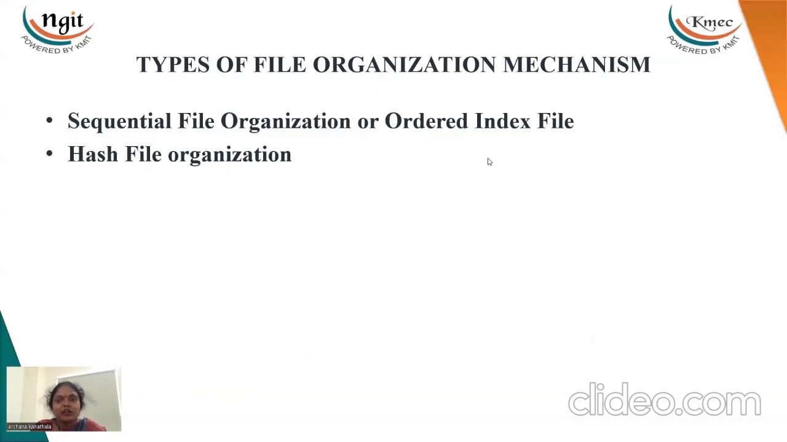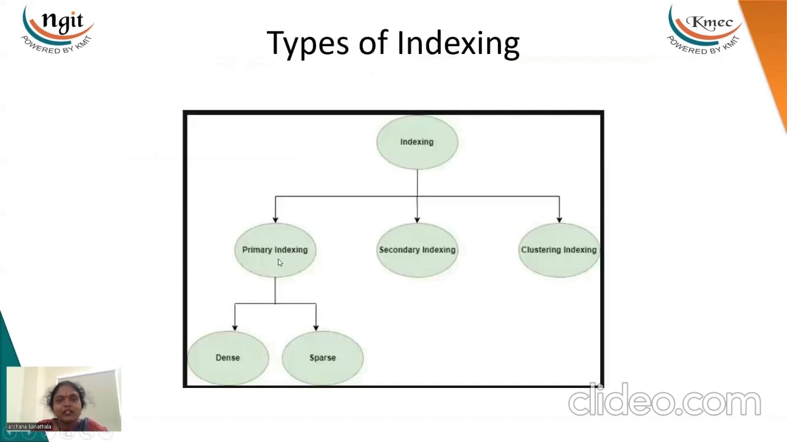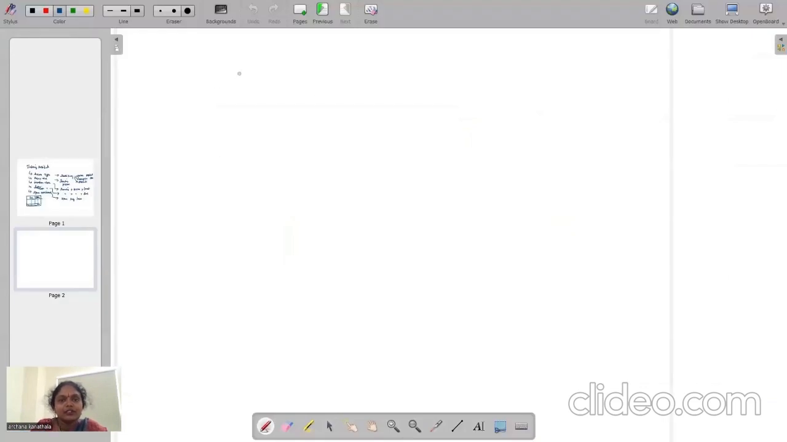With respect to the types of file organization mechanisms, we have already discussed what the sequential file organization technique is in the previous video. Now, we have further classification of indexing techniques. The first one is primary indexing, secondary indexing, and clustering indexing. Primary indexing has been subclassified into dense indexing and sparse indexing. Let us look in detail at each one. The first one is dense indexing. In dense indexing, as the name itself tells, there is a huge amount of data.